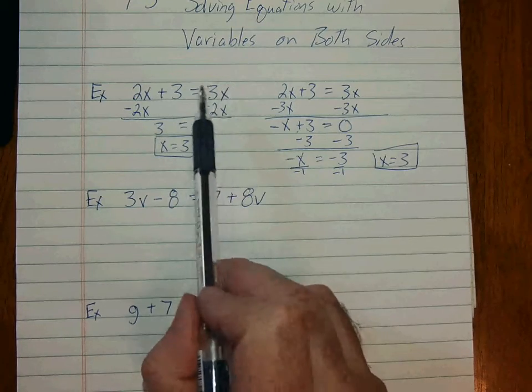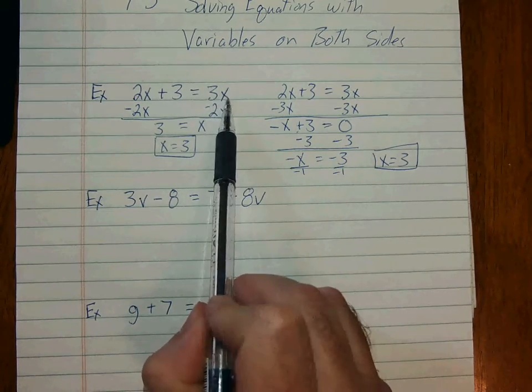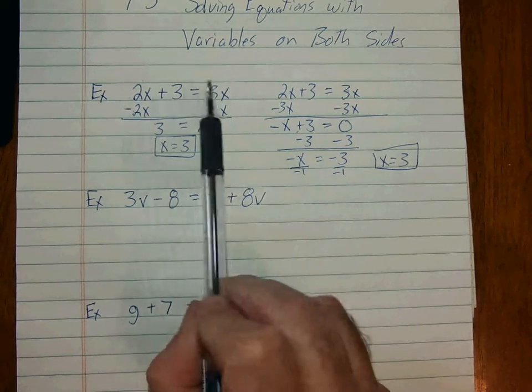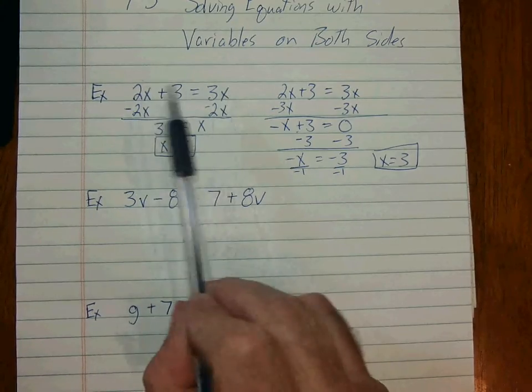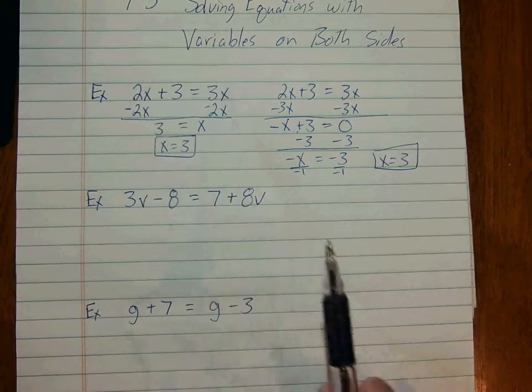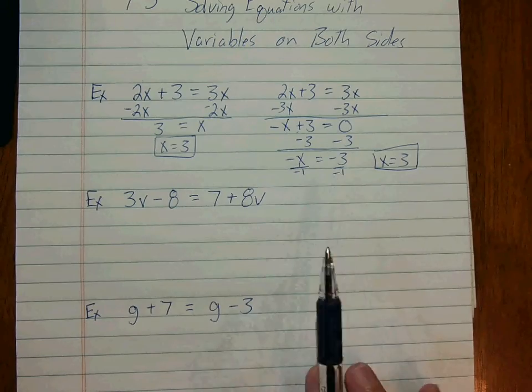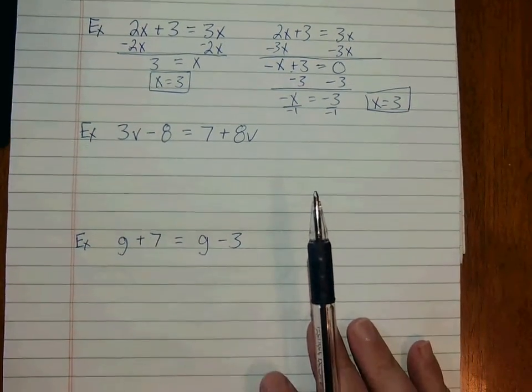So either way that you do it, you're going to end up with the same answer. But if you ever see a term with the variable all by itself, bring the other term from the other side over. And then that'll eliminate you getting a 0 on that side.